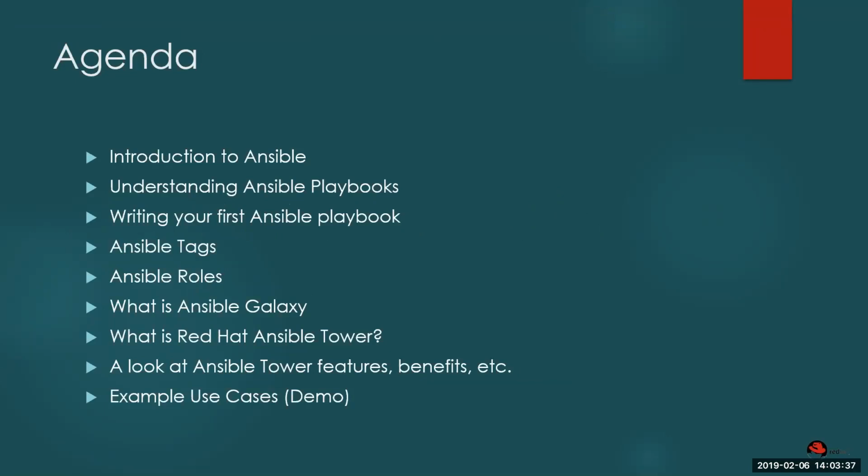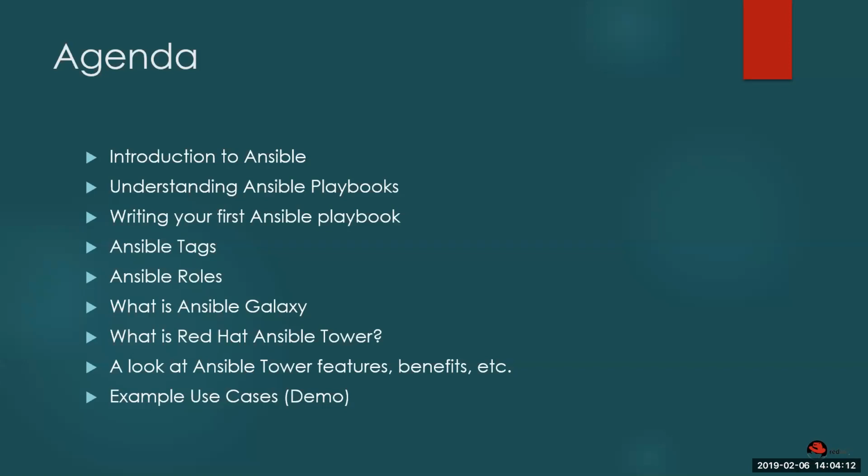Ansible tags are essentially a feature which allows you to run specific tasks in your Ansible playbook instead of running the entire thing. Then we're going to take a look at what Ansible roles are, which is essentially like a systematic way of putting your Ansible playbook so that it gets easier for people to understand and read it. And we're going to take a look at what Ansible Galaxy is, which is essentially like an online repository which consists of all the roles that you can quickly download and customize as per your requirements.